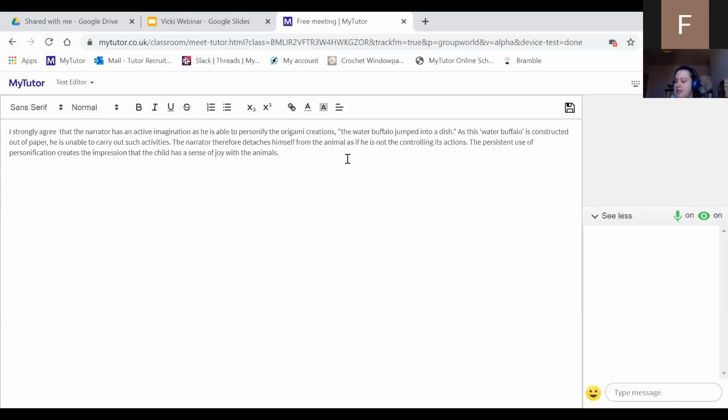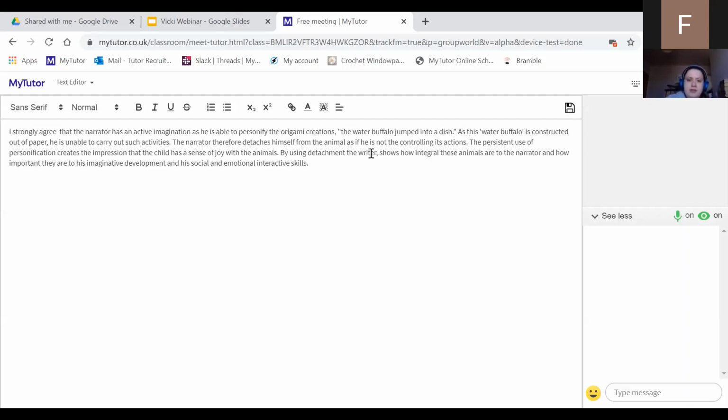Now I've started to evaluate, but I haven't taken it very far. So let's go for the use. By using detachment, double T, isn't it? The writer shows how integral these animals are to the narrator and how important they are, I suppose, to his imaginative development and his social and emotional interactive skills.